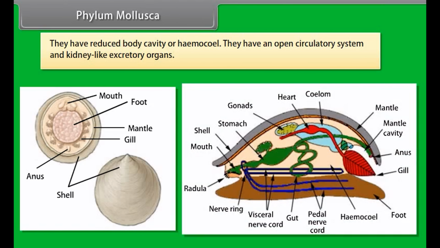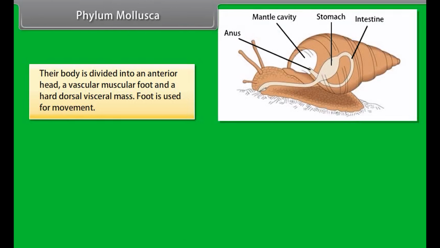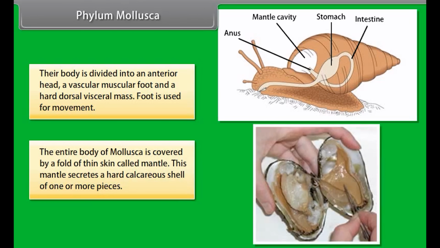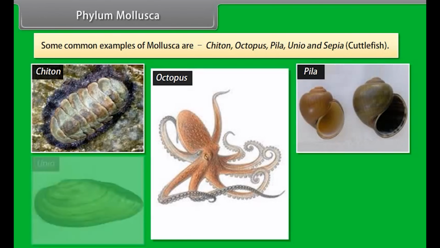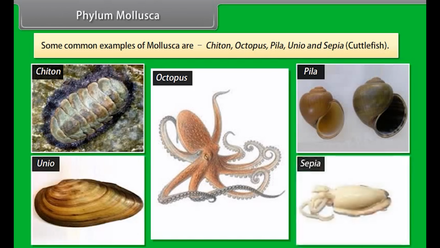and kidney-like excretory organs. Their body is divided into an anterior head, a vascular muscular foot, and a hard dorsal visceral mass. Foot is used for movement. The entire body of mollusca is covered by a fold of thin skin called mantle. This mantle secretes a hard calcareous shell of one or more pieces. Some common examples of mollusca are chiton, octopus, Pila, Unio, and Sepia, cuttlefish.